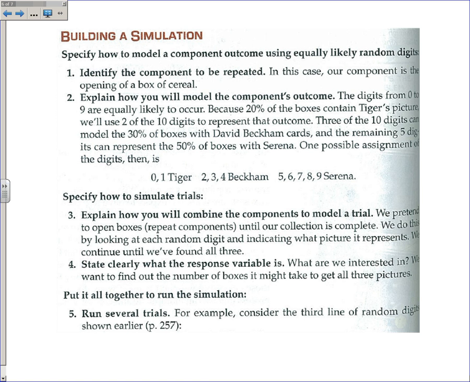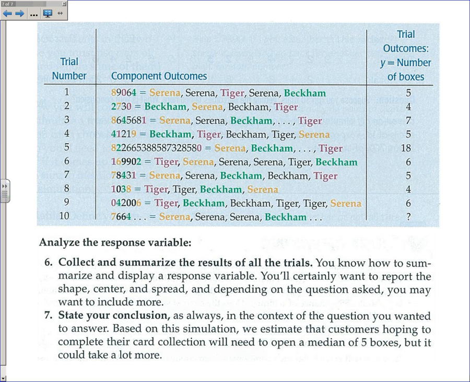Once you have that all figured out, you then run several trials, and the more the better. You'll get something that looks like this, where you have several trials and your response variable over here of how many boxes it took to come up with all 3 pictures. Now, you then analyze that in step 6. We'll usually just take an average: what was the average number of boxes it took, or the average number of trials it took, to get what we wanted to find? And then stating your conclusion in context is always a great way to end a simulation or an analysis of any kind.